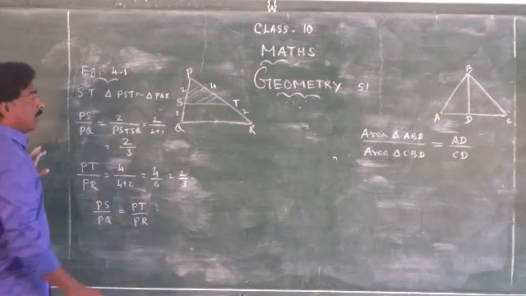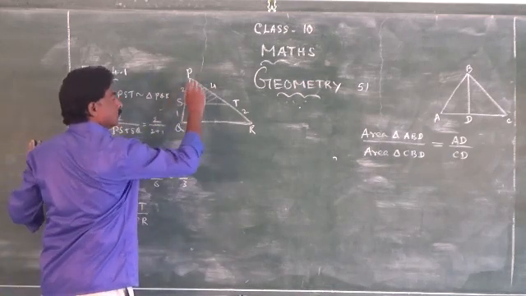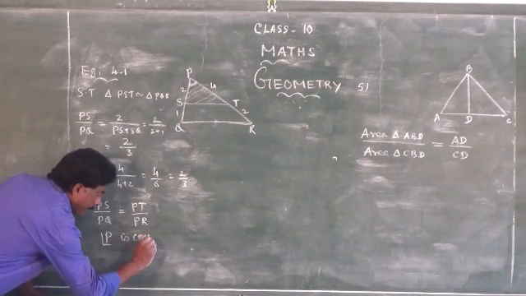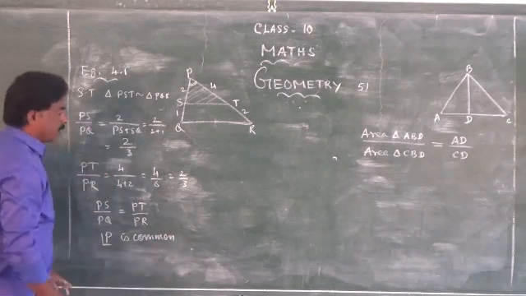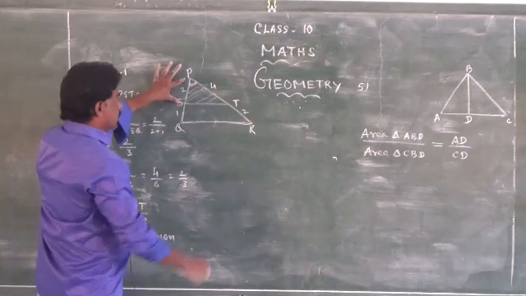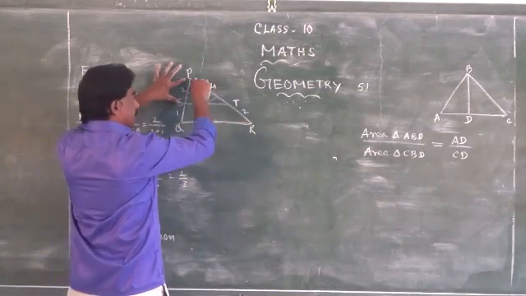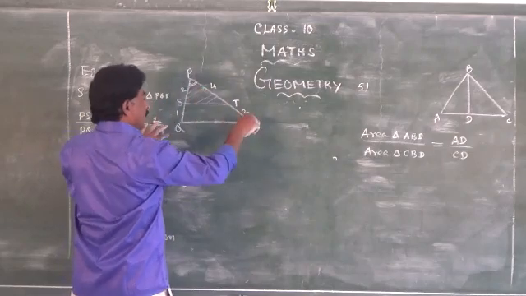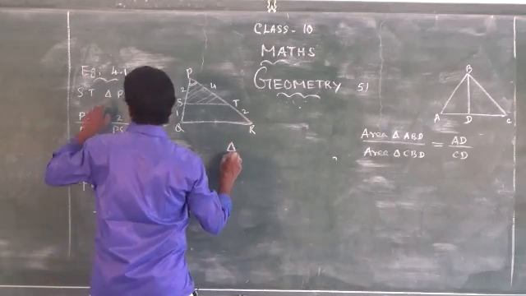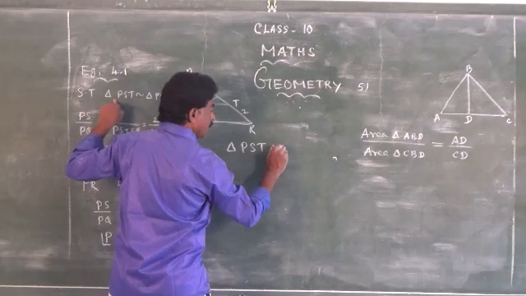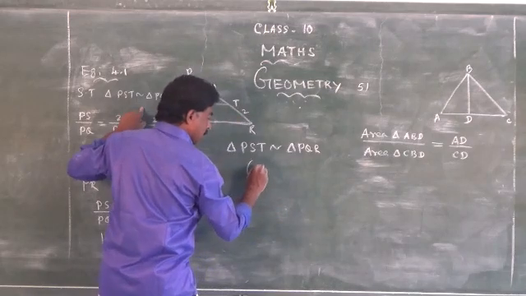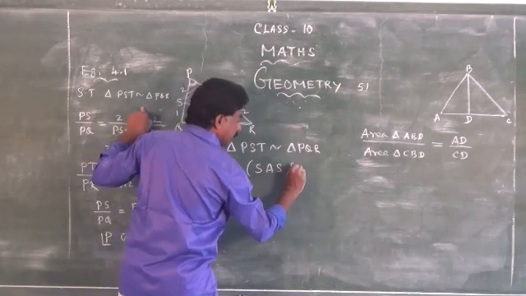And if you look here, angle P is common in both the triangles. Therefore, by the second criterion, side angle side, triangle PST is similar to triangle PQR by side angle side similarity.